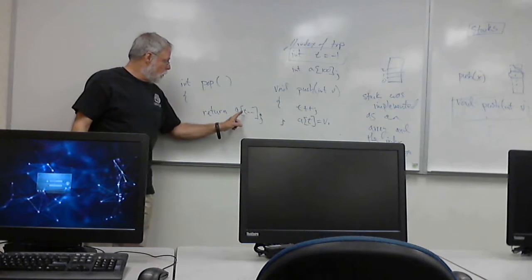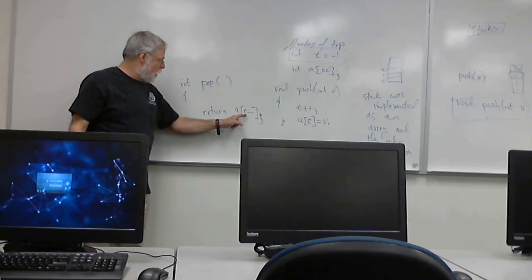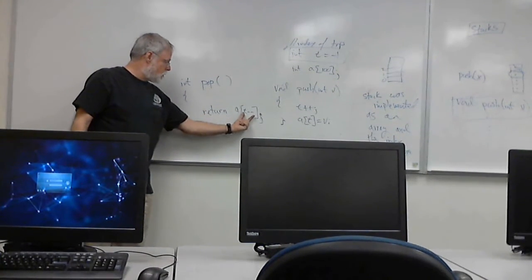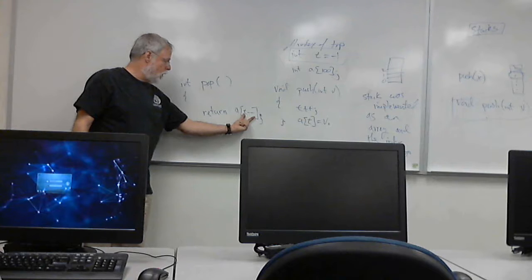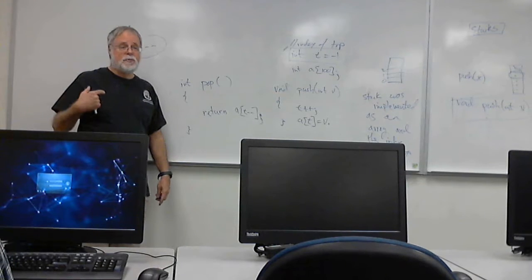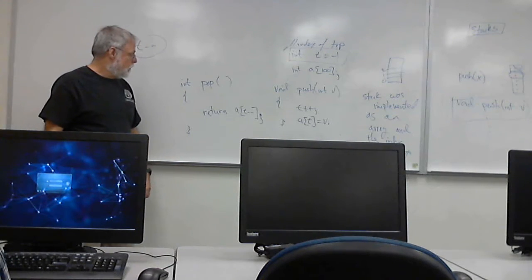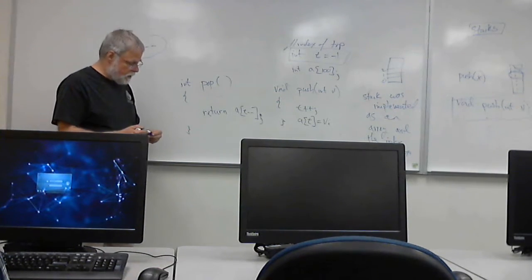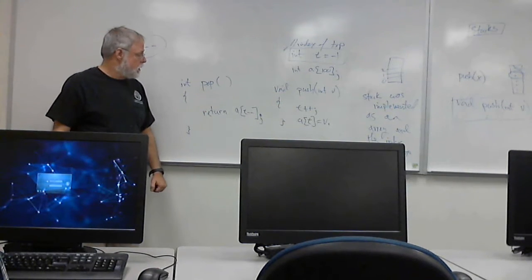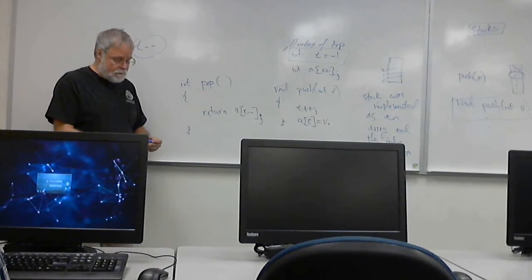So when I'm doing a brackets t minus minus, the value returned here is not the new value of t, but the old value. And so I'm plugging that into a, getting what's on top of the stack, but now the stack is one smaller because we've done the t minus minus. Okay, so this is the pop code, and then obviously the top will just report what's on top and not change the stack. So this is a way of doing a stack.